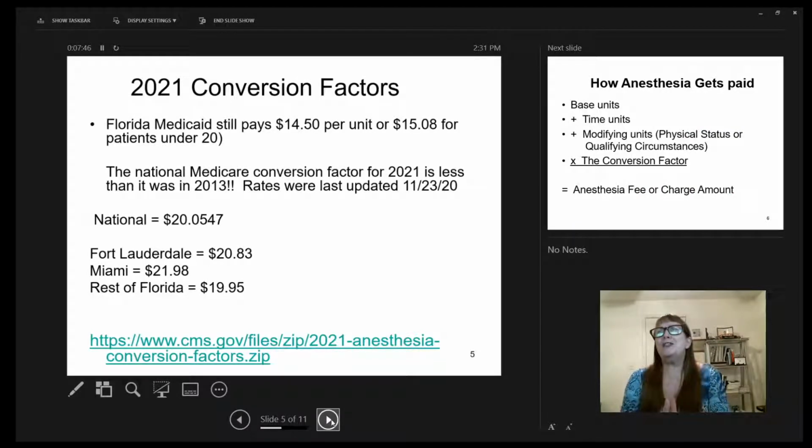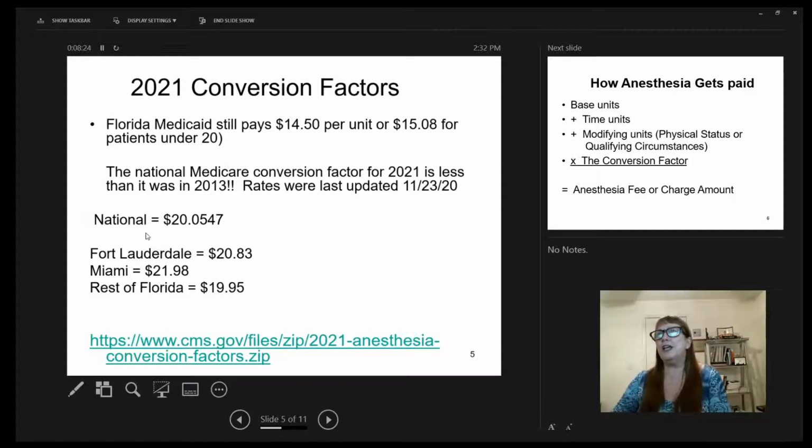I just showed you 2013, and back then our rates for Medicaid were $14.50 and $15.08. Well, that's still the same. I guess I should have double-checked that, but I don't think they have changed since last year at all. And our national Medicare conversion factor, which was the one I have, was last updated November 23rd, and I think that was their second printing of it. So make sure that you do have the most current. You might have it already built into your system, or you might have a program that calculates that for you. But here's the zip file if you don't and if you're using paper.